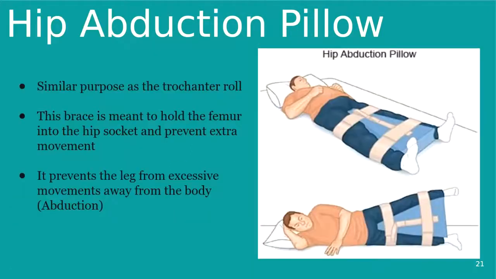And here's a hip abduction pillow, and it's similar to a trochanter roll. It's a brace meant to hold the femur into the hip socket and prevent extra movement, and it prevents the leg from excessive movements away from the body.